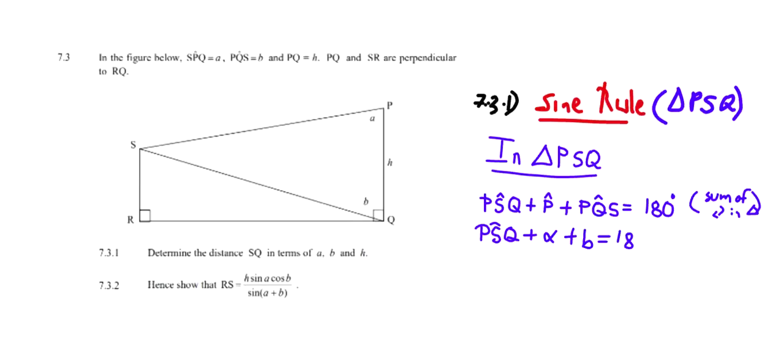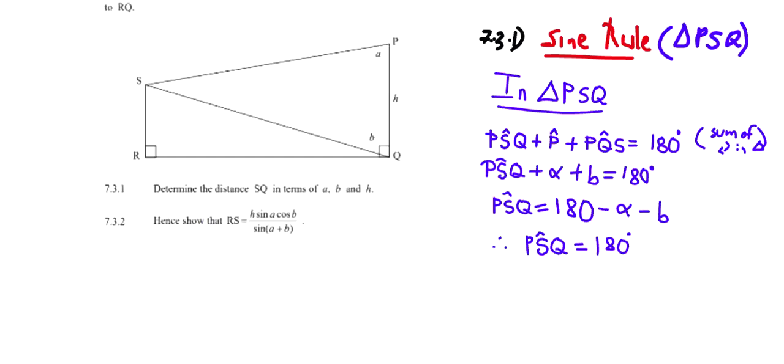Since I want to get angle PSQ, I'm just going to write it as it is. PSQ is equal to 180. Then I'm going to take every angle to the other side. When I take alpha to the other side, it changes sign to become minus alpha, and beta becomes minus beta. Therefore, angle PSQ is equal to 180 degrees, and then I take out negative as a common factor, so I'm left with negative open bracket alpha plus beta. So that's your PSQ.